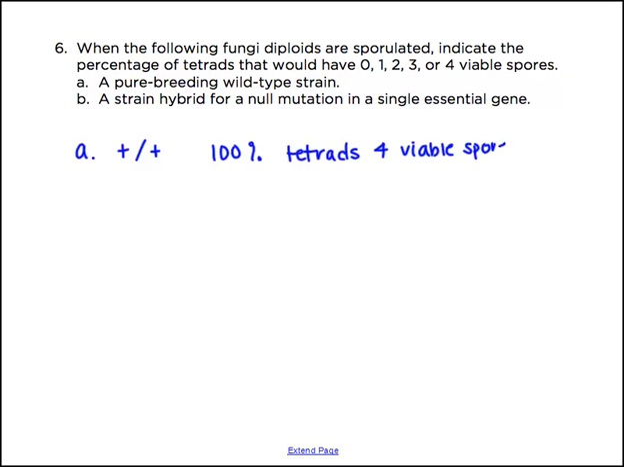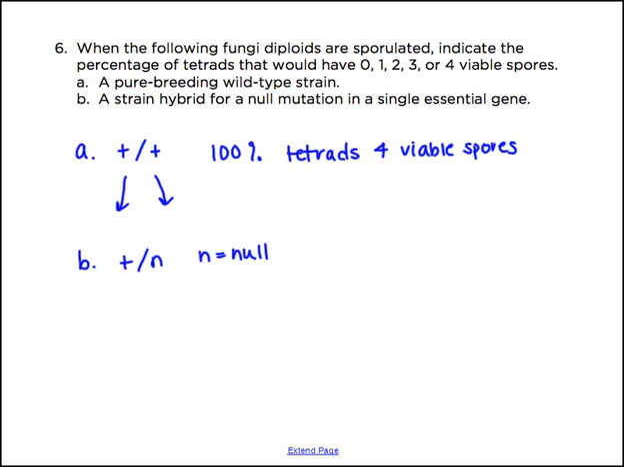And that's because each will get a wild-type allele. For B, it says a strain hybrid for a null mutation in a single essential gene. So it's hybrid, so that means that it has one wild-type allele and one null allele, where N is for the null mutation. So the diploid is viable because it has one correct copy of this allele.